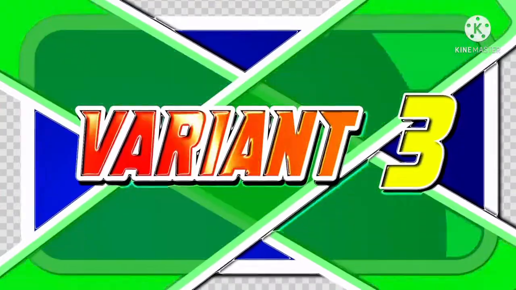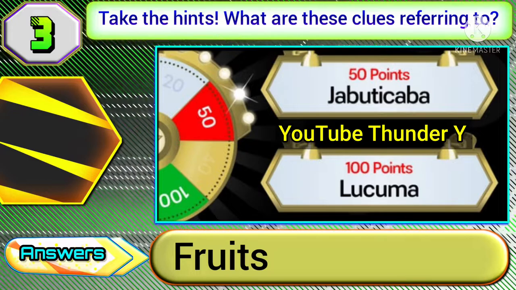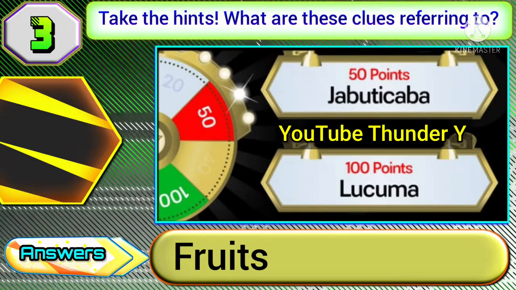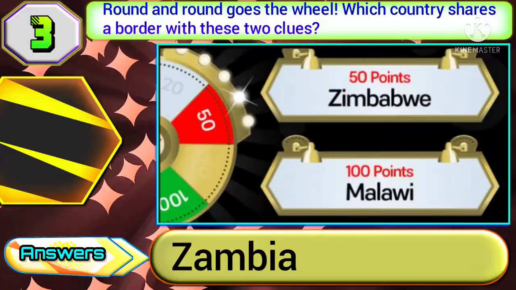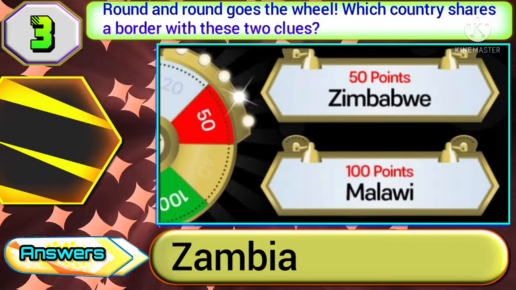Now in variant 3, you need to select the option fruits if you get the words on the image as jabuticaba and lucuma. Now in variant 4, you need to select the option Zambia if you get the country names on the image as Zimbabwe and Malawi.